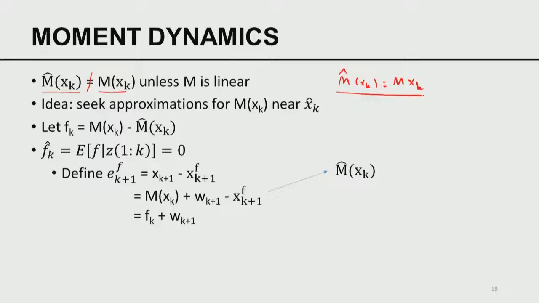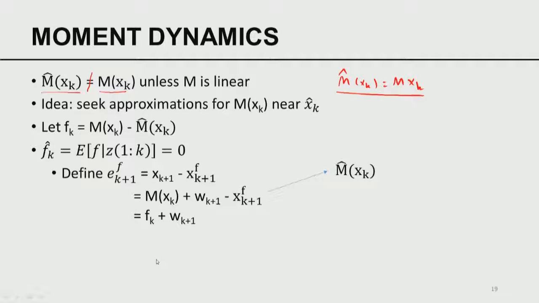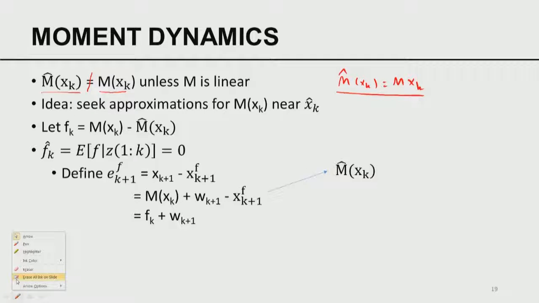So in general, the conditional expectation that we got in the previous step is not equal to m of xk. So what is the idea? I am trying to seek approximations. I am going to seek approximations to the conditional moment. So what is the basic idea here? I have an analysis x hat k, so let us pretend I have an analysis x hat k.